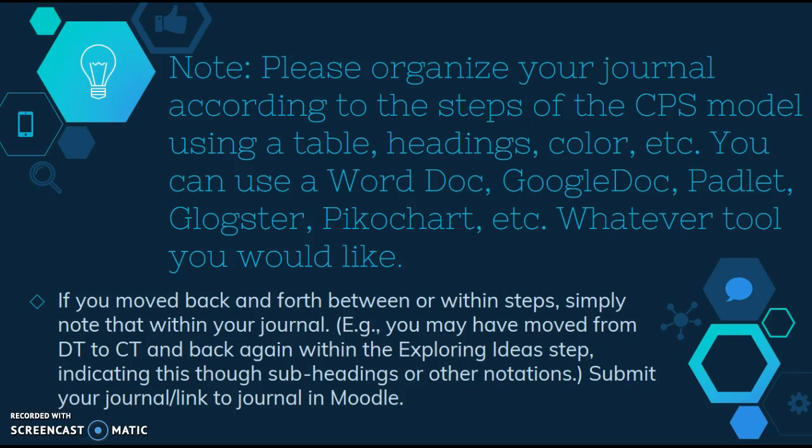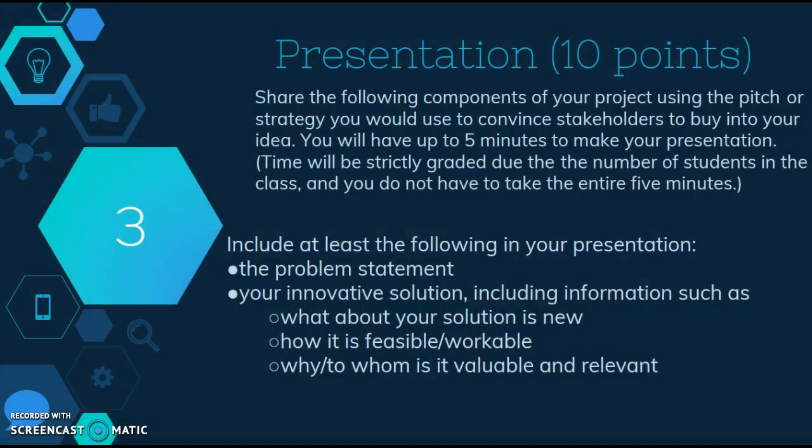One of the most important pieces here is just being mindful about showing how you might be moving back and forth within or between the steps. So you can just note that along the way. So again, here it says you may have moved from divergent thinking to convergent thinking and back again within the exploring ideas step. So you can just indicate that along the way. Both the executive summary and the journal will be submitted through Moodle.